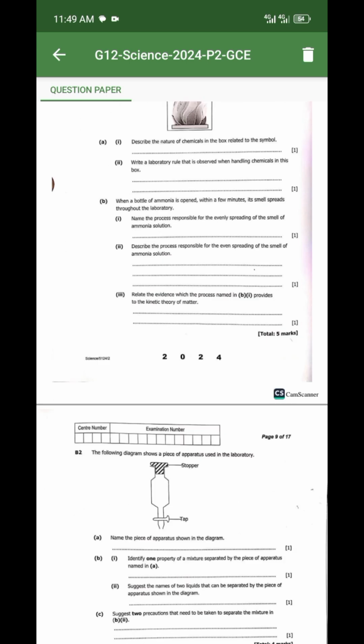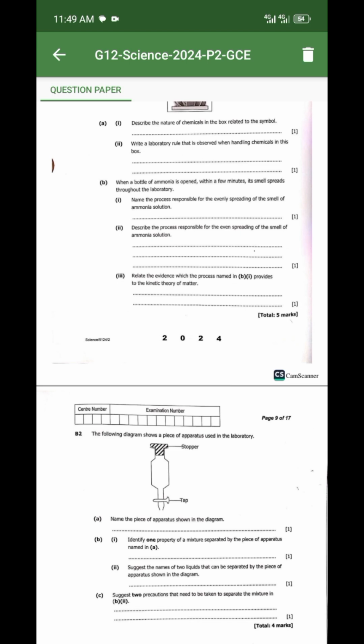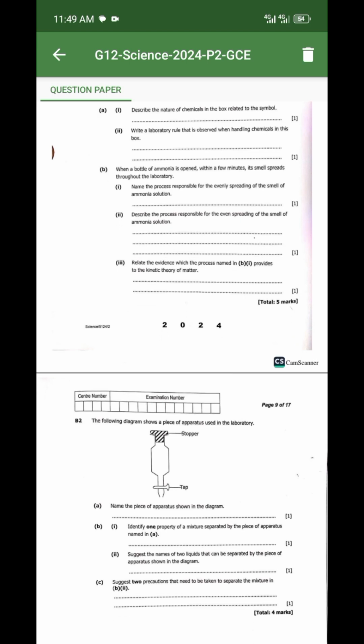So we move on to question B2. Describe the process responsible for the even redistribution of ammonia solution. Here they are telling you to describe what diffusion is. Diffusion, as I said earlier, is the movement of particles from a region of higher concentration to a region of lower concentration.